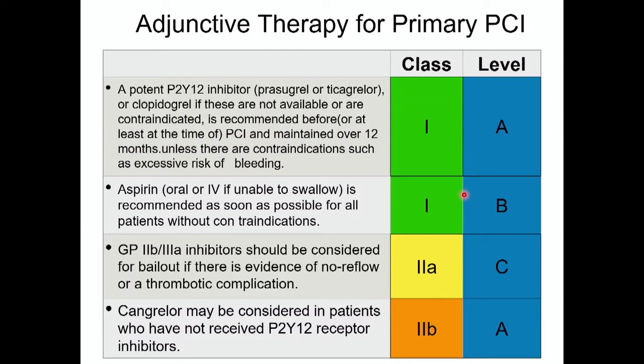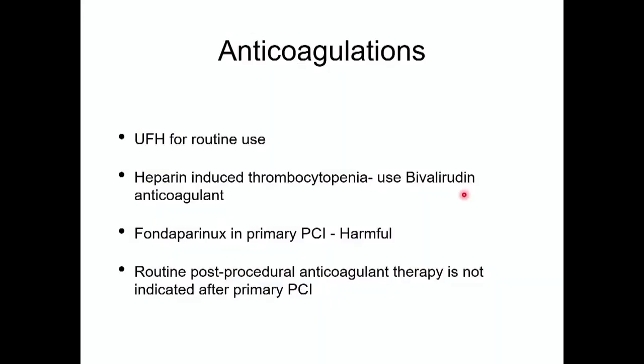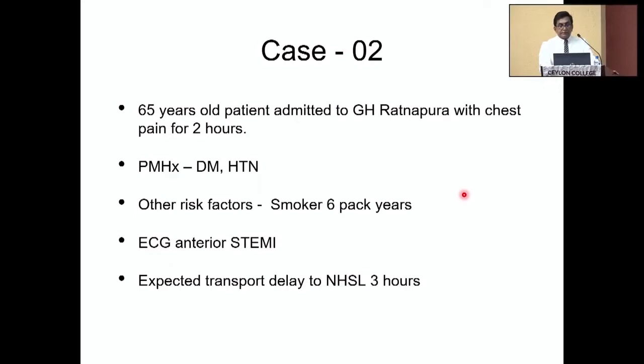And then, as I said earlier, prasugrel and ticagrelor, or if not available, clopidogrel is the drug of choice given for these patients. And after all that, you give unfractionated heparin in the cath lab. If you have heparin-induced thrombocytopenia, you have to use bivalirudin, which is not available to us at the moment. We had it a few years ago. Fondaparinux is contraindicated because it can cause catheter thrombosis. And routine post-angioplasty anticoagulant therapy is not indicated.